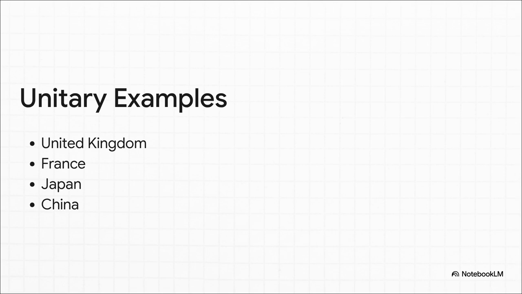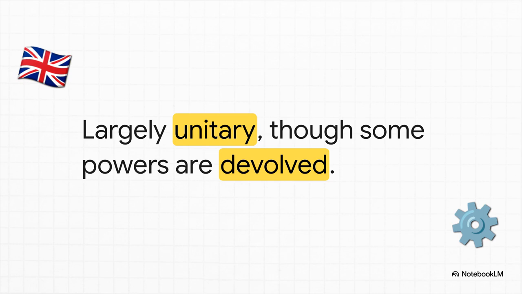Take a look at these major global players, the United Kingdom, France, Japan, China. These are nations with vastly different cultures, completely different economies, and different political ideologies, yet they all utilize a unitary form of government. This really demonstrates just how incredibly common and deeply impactful this form of government is. It's not just some abstract theory, it's the literal operating software for some of the most prominent nations on the globe. Now, what's really interesting about the United Kingdom is a fascinating bit of nuance.